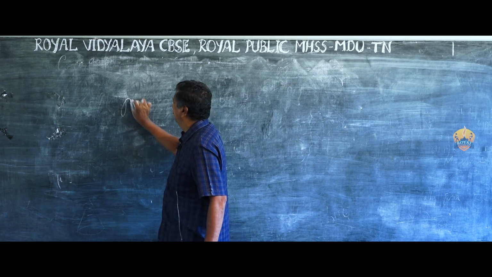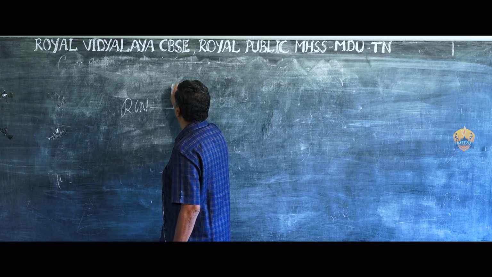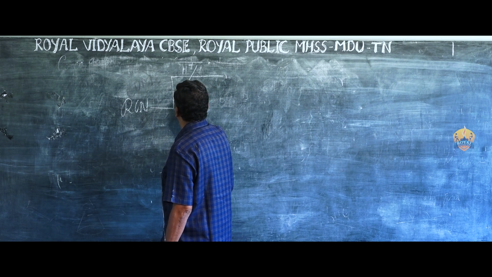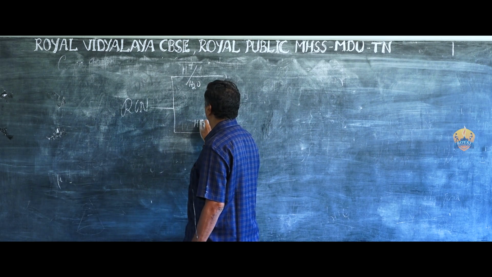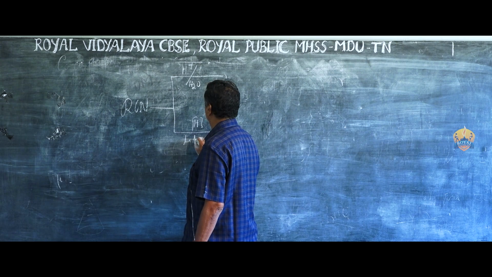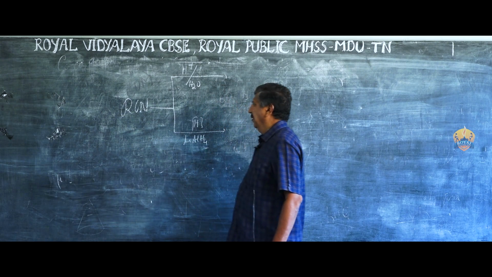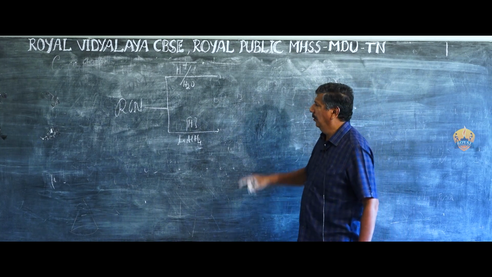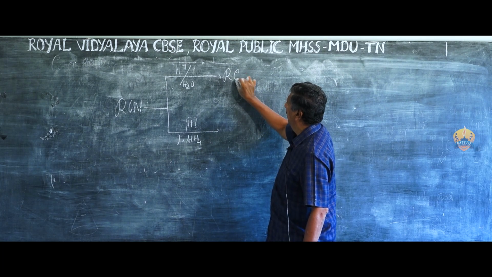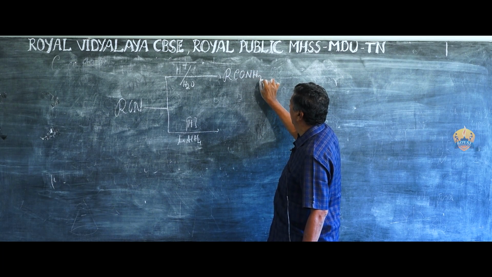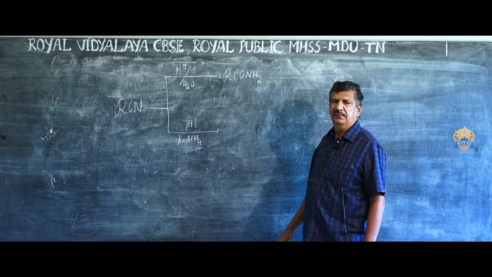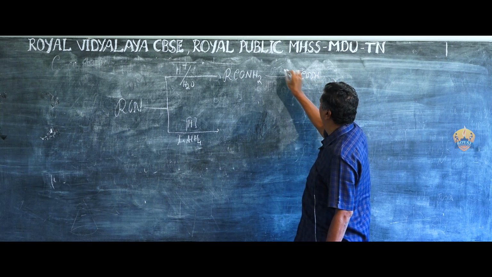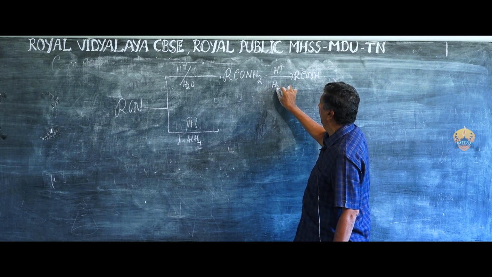Cyanide. Regarding cyanide, they'll ask about hydrolysis or reduction, anything like this. When cyanide undergoes hydrolysis, you should learn it like this: first it is converted into an amide, and later on it is converted into an acid. First amide and then acid.